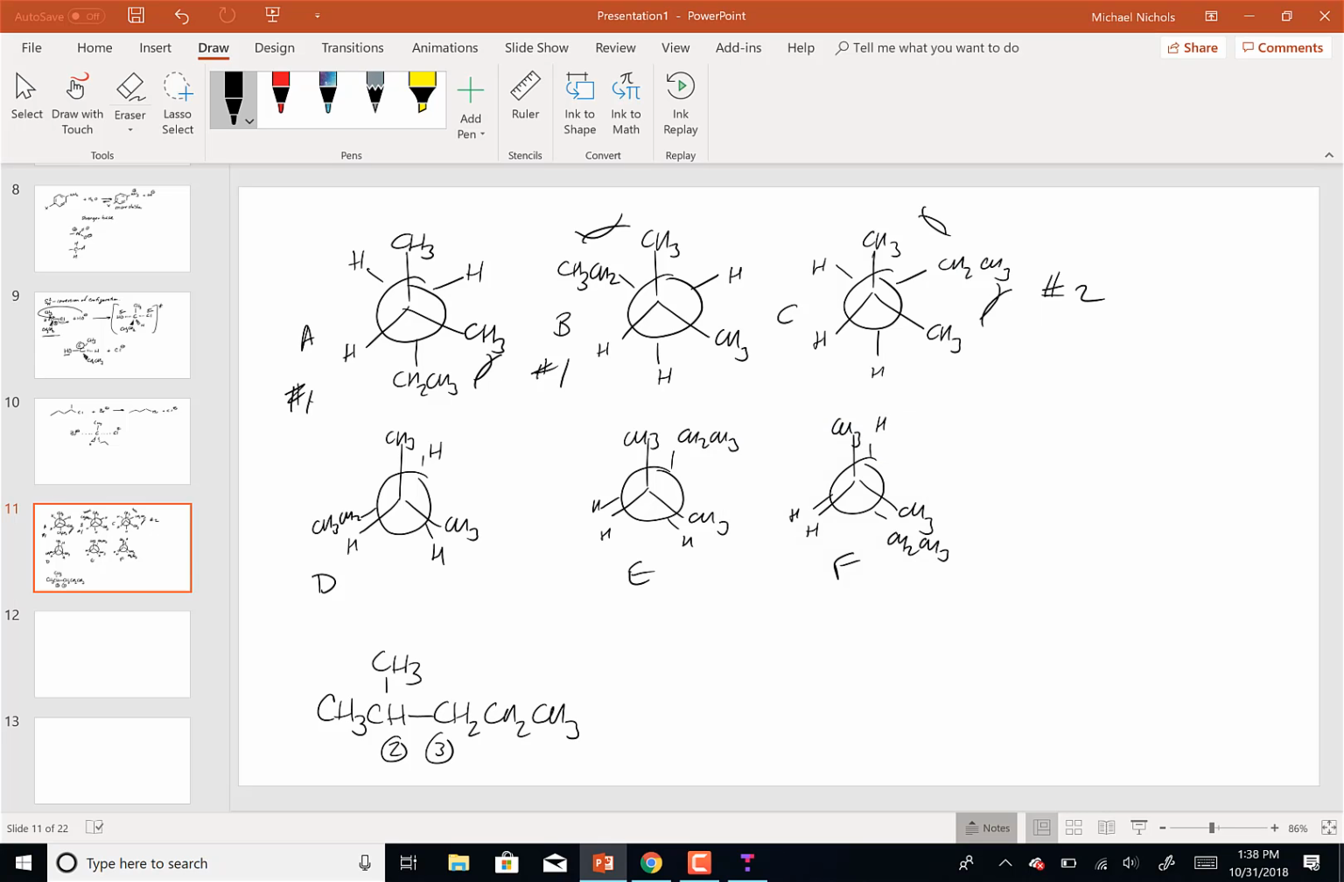So in the case of eclipsing, we want to look at eclipsing interactions. D has how many eclipsing interactions between non-hydrogen groups? 0. E has 1. F has 1. So that makes D the most stable. So in my numbering scheme, that's number 3. And then what about E and F? Same or not same energy? Same? So we got methyl-ethyl eclipsing, methyl-ethyl eclipsing. They would be number 4. They would have the same energy.